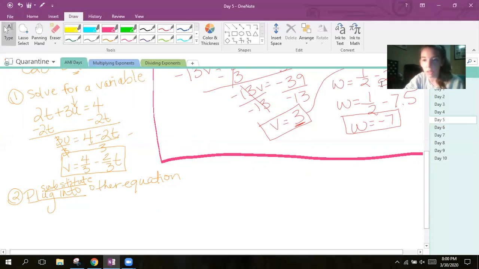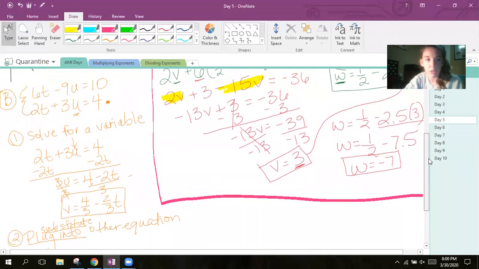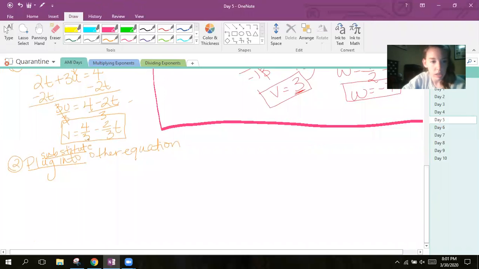So I'm going to go back, and the first equation was 6t minus 9u equals 10. Okay, so I have, oh wait, that's supposed to be a u, not a v. See, look at me, I need to make sure I'm paying attention. All right, so 6t minus 9u equals 10. Okay, but we know what u equals now. We know it equals all of this up here.